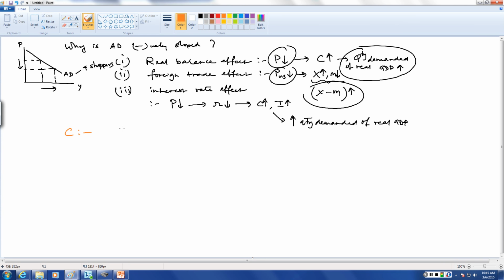This is one component of AD, because AD consists of C, I, G, and NX. So let's look at each separately. What are the influences in C? Now, remember, when we speak of shifts of the curve, we are going to be holding the price level constant. The price level is going to be constant there. And we would have a horizontal shift from point A to point B. That's what we're talking about, correct? So here are the factors that might cause consumption to change, and therefore the AD curve to shift rightwards.